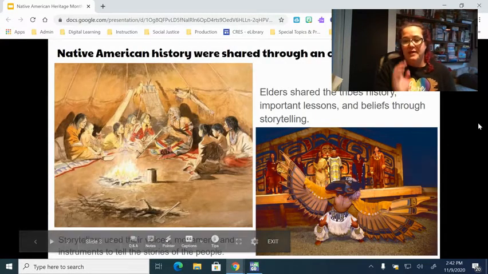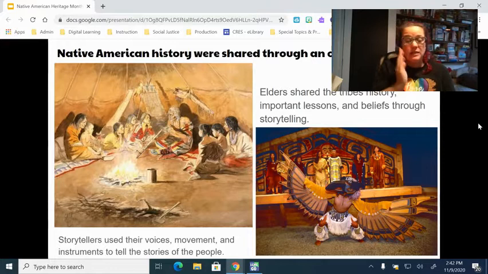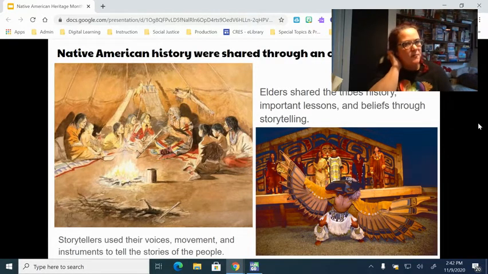Another aspect of Native culture is that natives used an oral tradition. There were very few of the tribes or cultures that had written language. Maybe some in South America, but for the most part, they used an oral tradition, which means they told stories to each other and to their young to educate them about the tribe's history, important lessons they wanted them to know, and different beliefs. So they used storytelling for that.